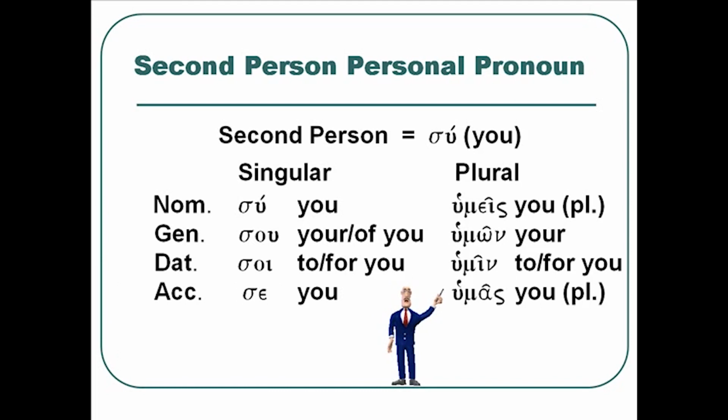Now in the plural, you'll notice it's similar to the first person plural, only this is humes, you plural, whereas the first person plural, do you remember, was hemes, we. So it's a difference between hemes with the eta and humes with the upsilon. Basically, it just switches from an upsilon to an eta. In this case of the second person, it's an upsilon. Humon is the genitive plural, your. Humin is the dative plural, to, by, for, at, with you, and humas is you plural in the accusative. So this is the second person personal pronoun, su.